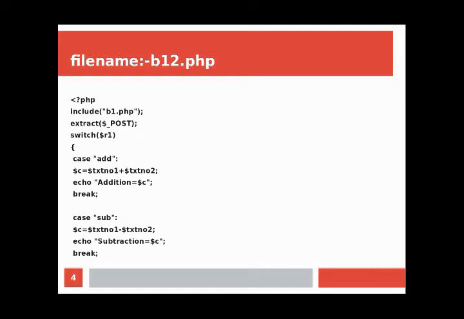That means whatever the values we have created in text number 1 and text number 2, here we call those values and we add them. Then the display statement, that is echo within double quotes "addition equal to $C" and semicolon, that is the separator, and here break. So this is the first case with the label add.